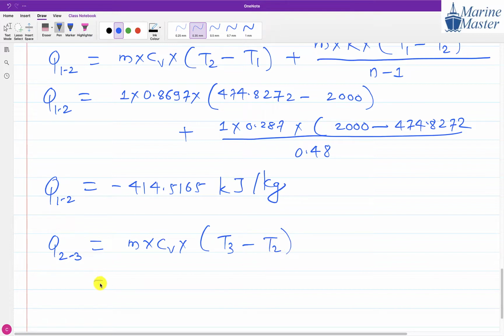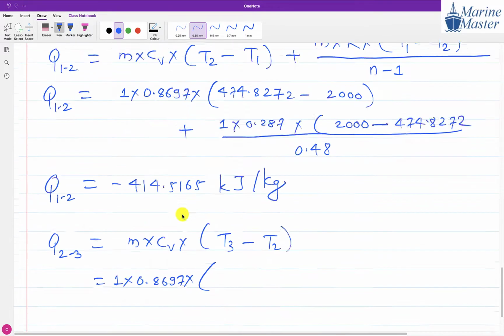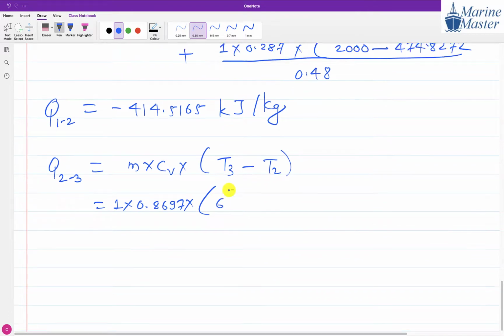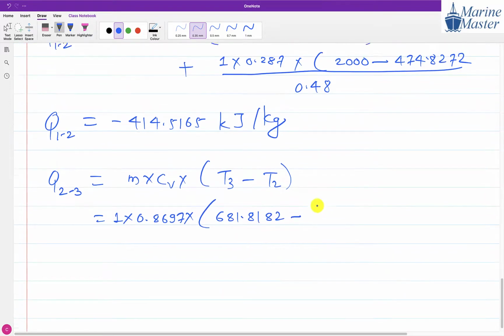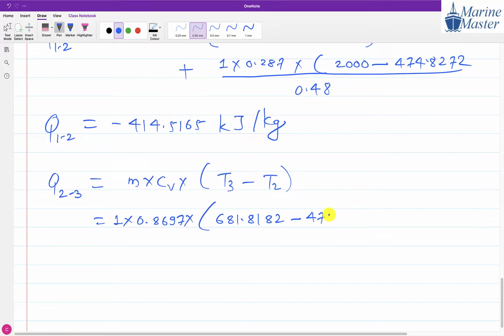So mass is 1 kg. Cv is 0.8697. T3, we calculated 681.8182. T2 is 474.8272. If you do the calculation, we will get the value of Q2 to 3. Please do the calculation.